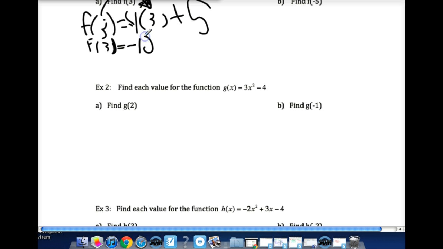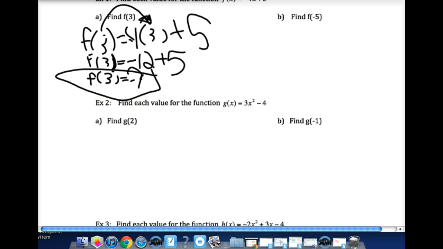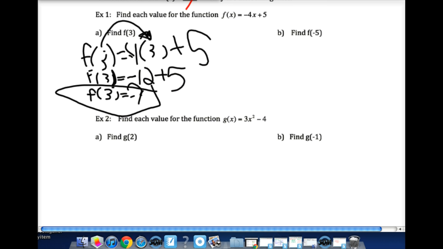Negative 12, plus 5. Do it as order of operations. Very good. F of 3 equals negative 7. How many people got negative 7 for the first one? Paul is going to explain it to us. Is that a box? Yes, it's a very good box.